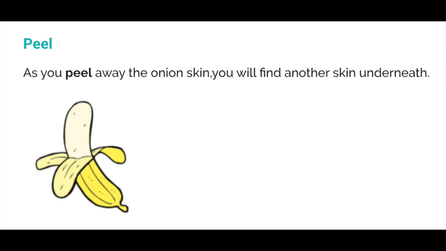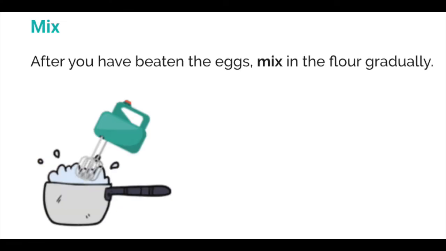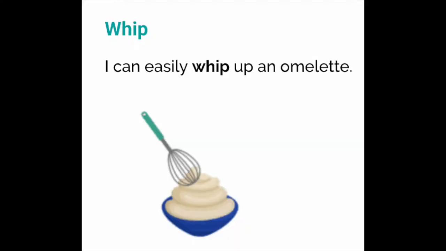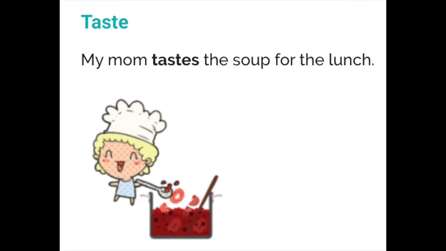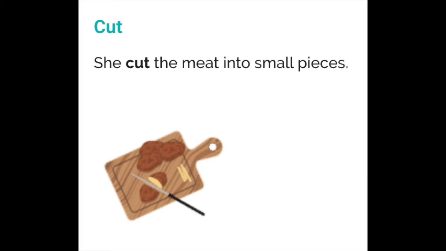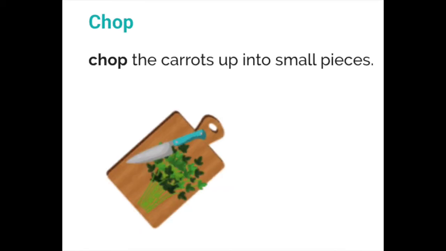Peel. As you peel away the onion skin, you will find another skin underneath. Mix. After you have beaten the eggs, mix the flour gradually. Whip. I can easily whip up an omelette. Taste. My mom tastes the soup for the lunch. Cut. She cuts the meat into small pieces. Chop. Chop the carrots up into small pieces.